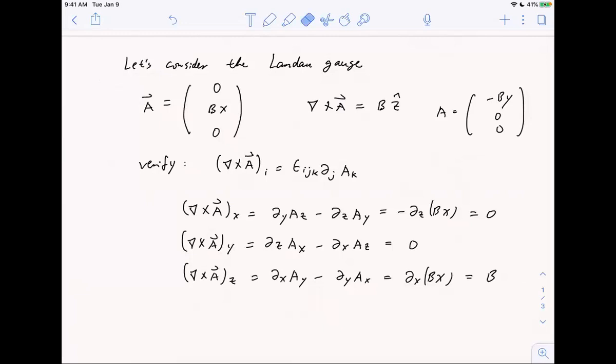Some people use this choice, and eventually you get the same result. Why do you have a negative here? Because of this z component, once you do the derivative on y, you have a negative sign here. So this one takes care of this negative sign to give you a b. You can verify by yourself.